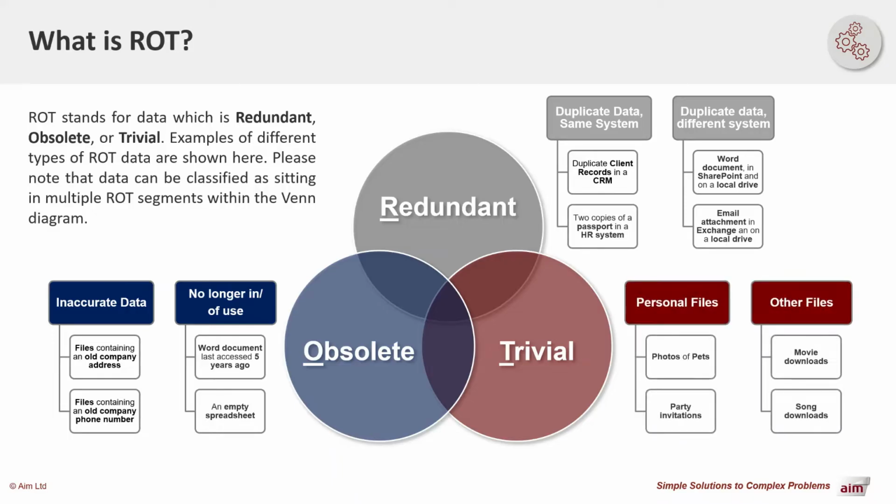Finally, trivial data represents personal files such as photographs of pets, or perhaps personal party invitations created and stored on company devices. Other examples may be movie or song downloads for personal use.